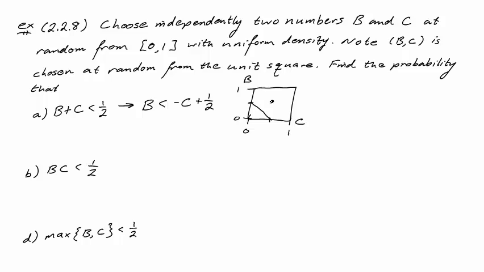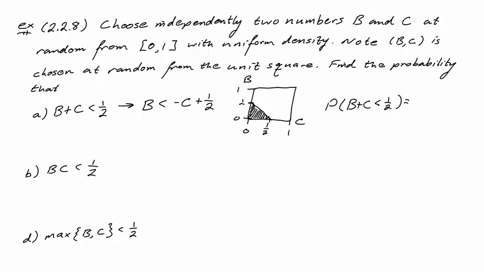So if I pick a point up here, let's say I have both b and c equal to 1/2, well, then b is not going to be less than negative 1/2 plus 1/2. 1/2 is not less than 0. So I don't want the region up there, and you could test down here. If I choose 0, 0, then 0 is less than negative 0 plus 1/2. So we're looking at this region right here, and the probability that b plus c is less than 1/2 is just going to be equal to the area of that little shaded region there.